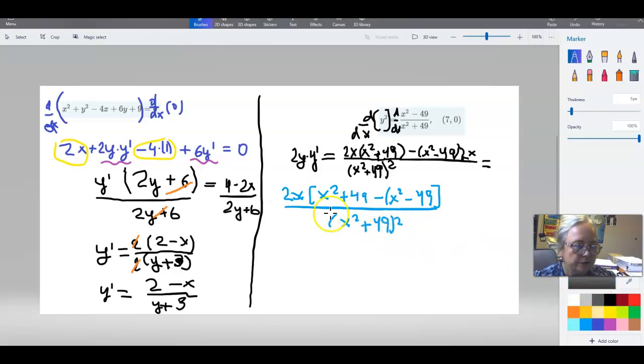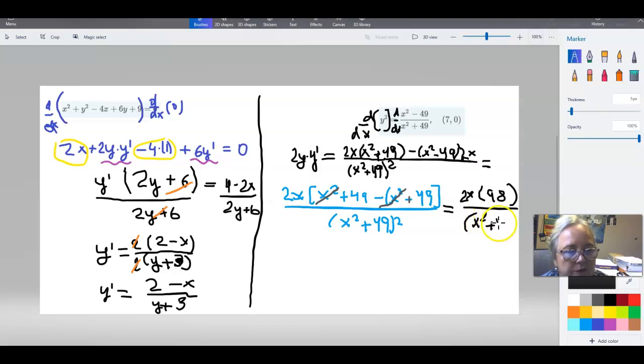Now, as you can see, when we open parentheses, we get rid of x squared, and negative 49 becomes positive 49. So what happens next? In the numerator, we will have 2x times 49 twice, which is 98. 49 plus 49 is 98. 2x times 98 over x squared plus 49, squared.